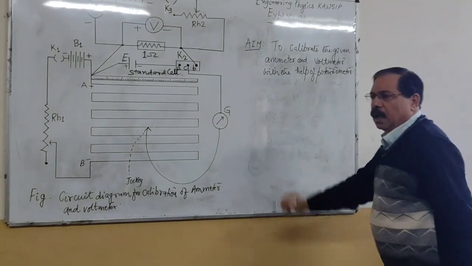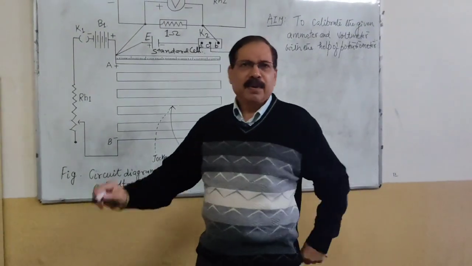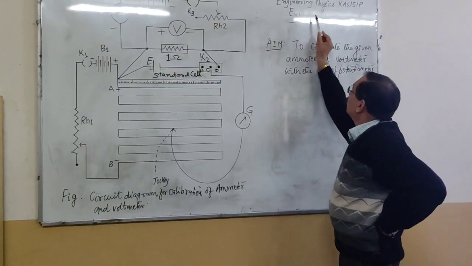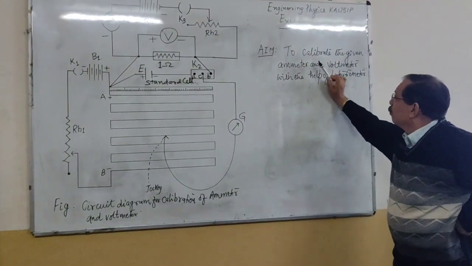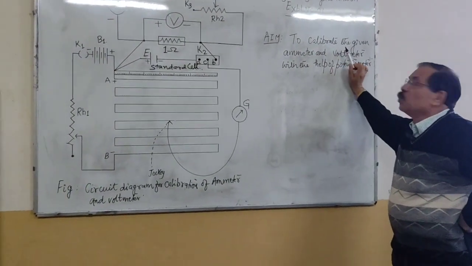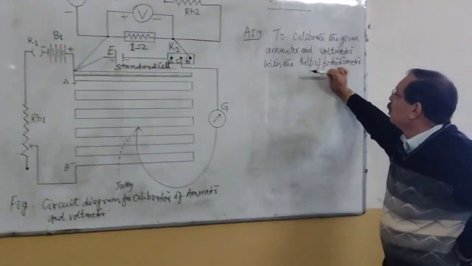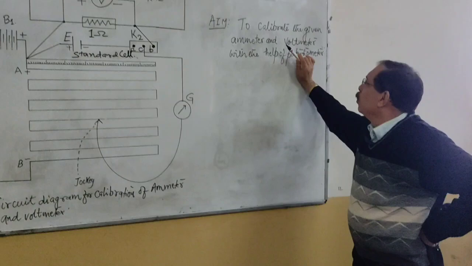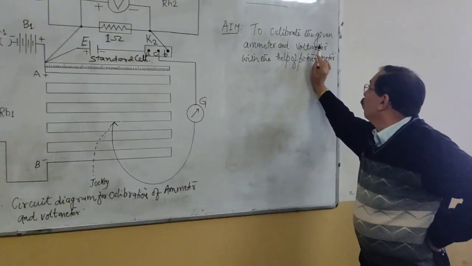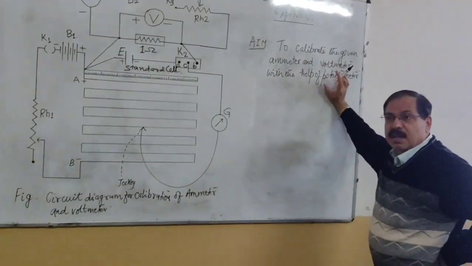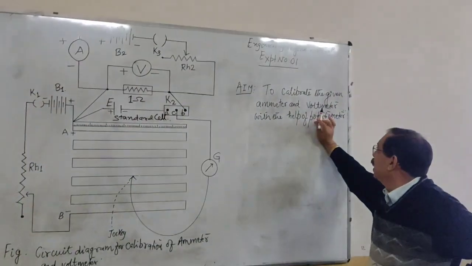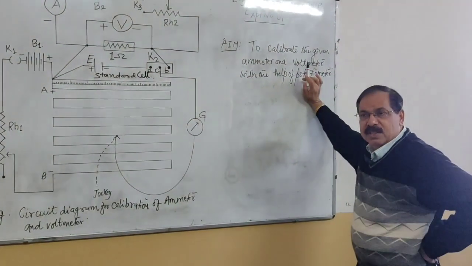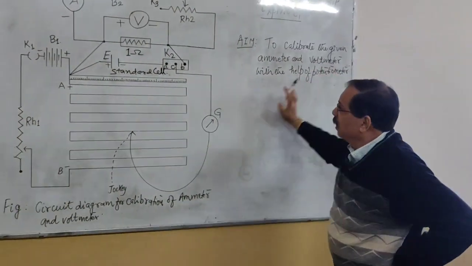Dear student, today I will explain an experiment in engineering physics, and the aim of this experiment is to calibrate the given ammeter and voltmeter with the help of potentiometer. We know the voltmeter measures the potential difference between 2 points and ammeter measures the current in a circuit.